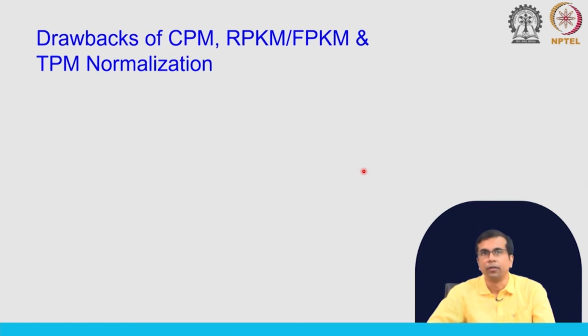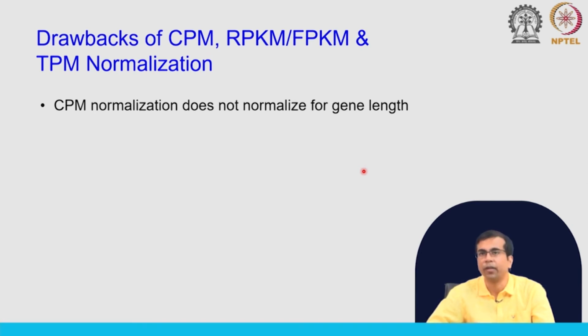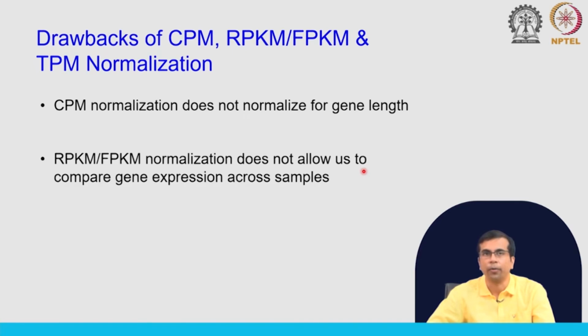To summarize whatever we have discussed so far, these are the drawbacks of CPM, RPKM and TPM normalization. We have discussed these methods and seen that they are quite simple normalization methods. One of the problems with CPM normalization is that it does not normalize for gene length, which means we cannot compare expression levels of genes even within a sample, because we have not taken the gene length into account.